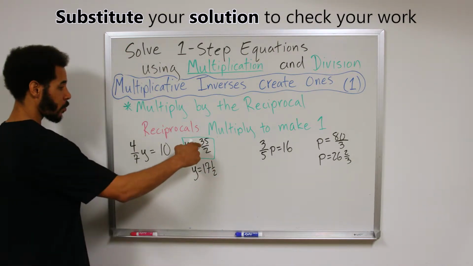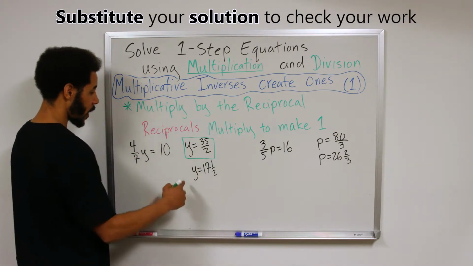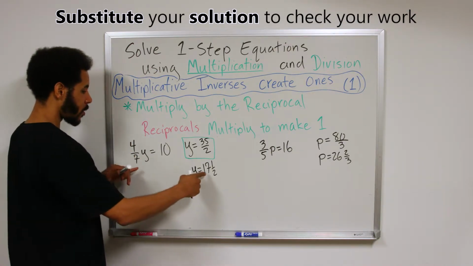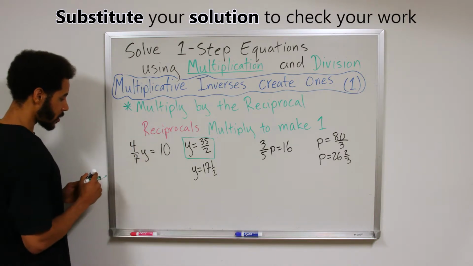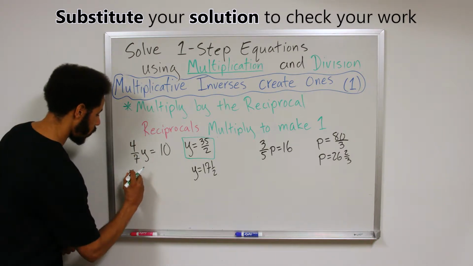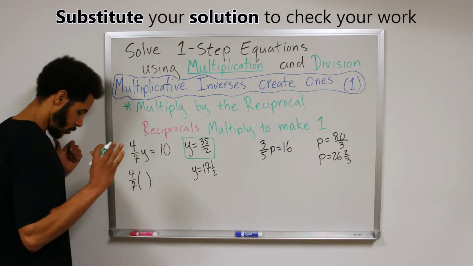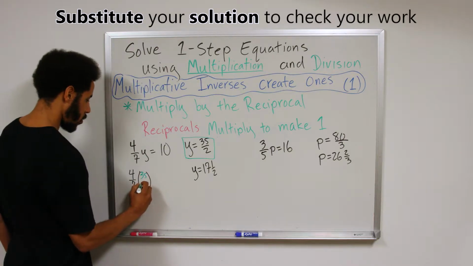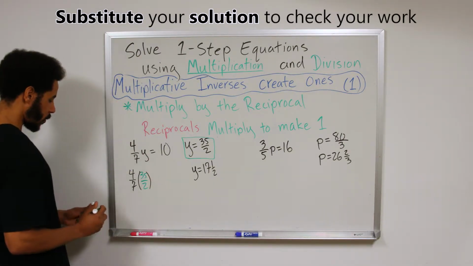This is a case where the improper fraction version will be an easier evaluation than the mixed fraction, because 17 and 1/2 times 4/7, it's a very difficult algorithm to do this. But this is set up to multiply really easily. We can have 4 over 7, and then instead of y, we're gonna put 35 over 2. So we can see our cross simplifying happening here.